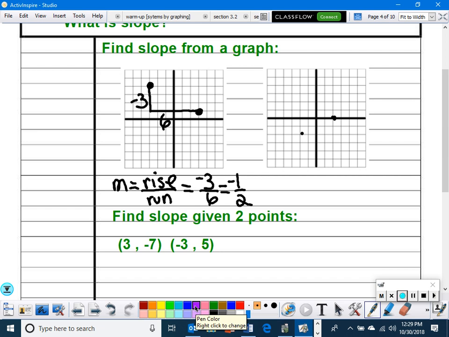Okay, the next one. Again, start with the dot on the left. Go to the dot on the right. So how do I get there? I went up 2, again, rise over run, over 4. So the slope is up 2 over 4, which is positive 1/2.